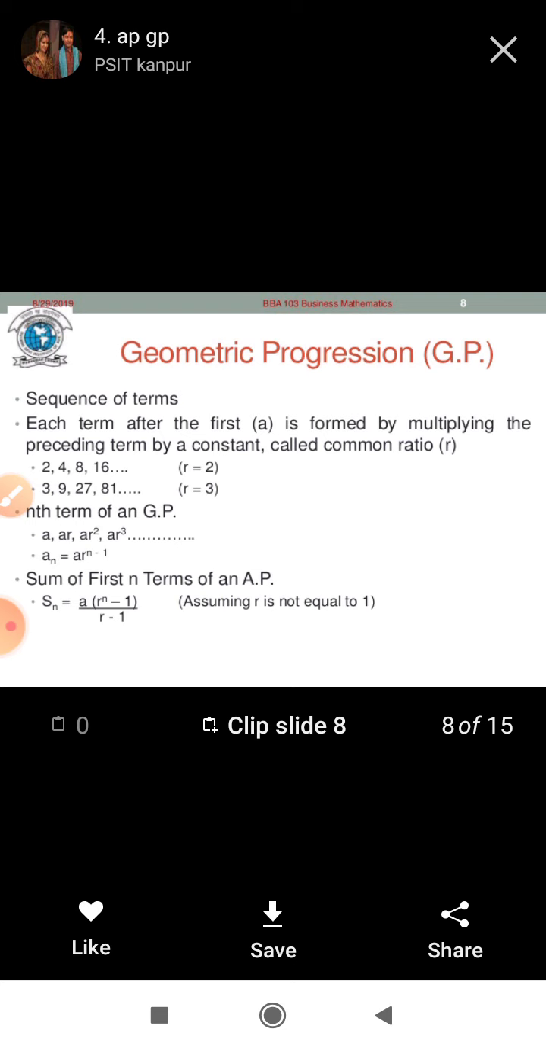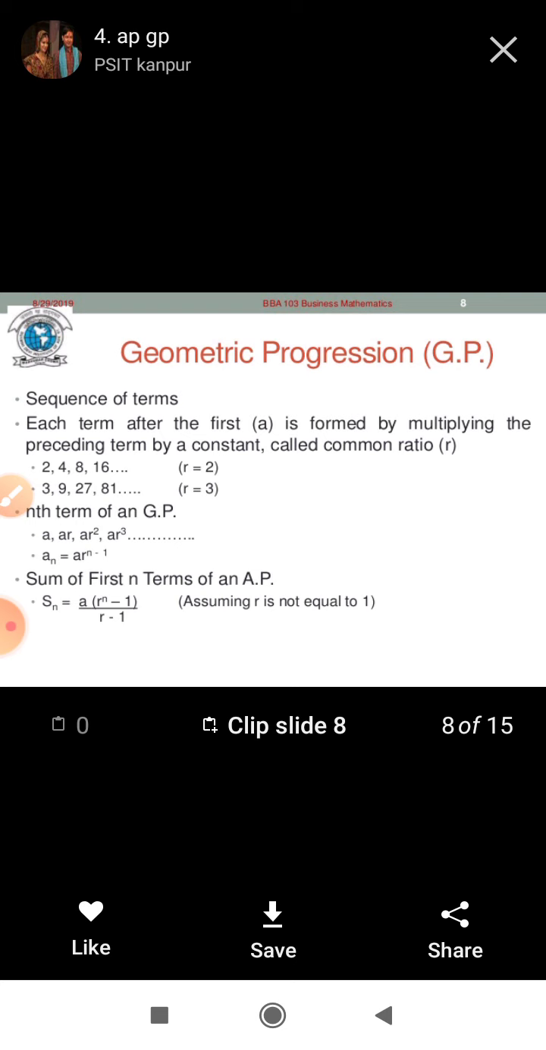Nth term of geometric progression: the first term is A, the common ratio is R, then the second term will be AR, the next term will be AR square, and the fourth term will be AR cube. In the same way, the nth term will be AR to the power n minus 1. So the nth term of a geometric progression will be A into R to the power n minus 1.